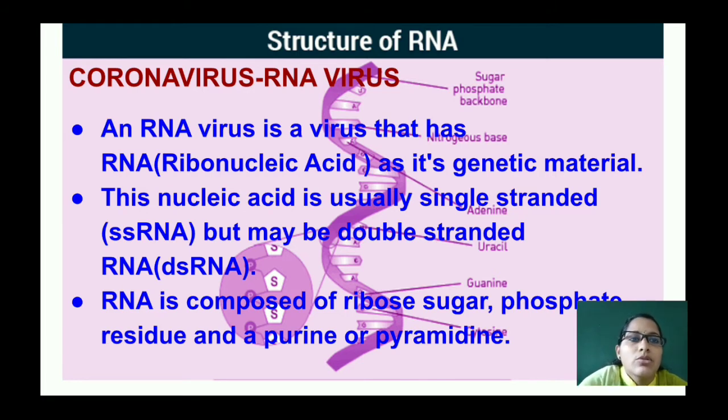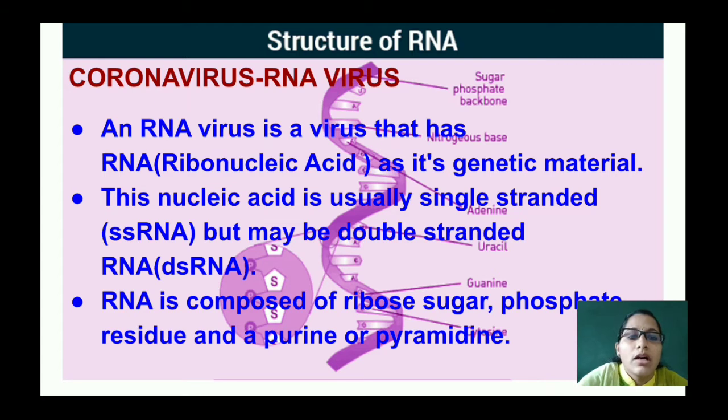So next, to understand a virus, we have already learned the viral definition. Next we will understand the structure of an RNA virus. Scientists have already concluded that coronavirus is an RNA viral species, and it is also a single-stranded RNA virus. An RNA virus is a virus that has ribonucleic acid, RNA, as its genetic material. It is usually single-stranded RNA, so ssRNA represents single-stranded RNA. RNA viruses can also be double-stranded, but coronavirus is a single-stranded RNA virus.